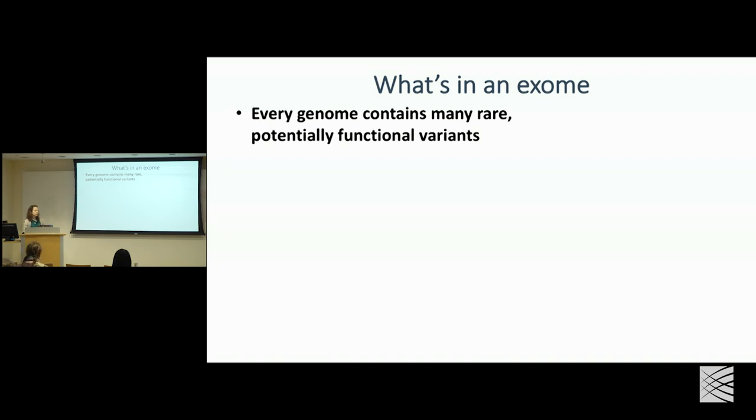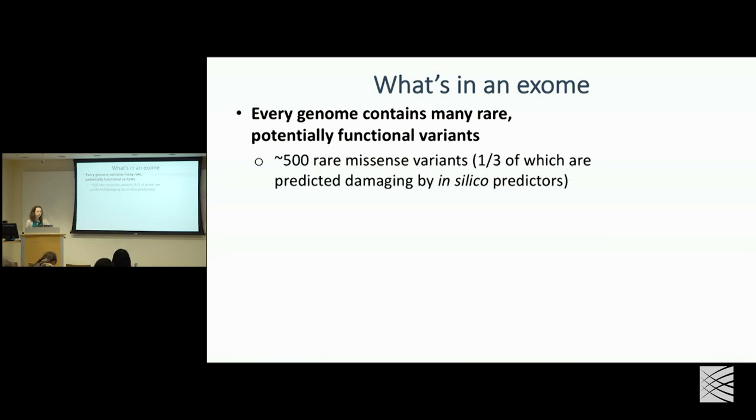So what is in an exome? If I were to sequence any of our exomes from this room today, we would find many rare, potentially functional variants. We all have about 500 rare missense variants, and about a third of them are predicted damaging by in silico predictors. In silico predictors are things like PolyPhen, SIFT, CADD, there are many of these today, and they're computational tools that look at a variant. They might look at conservation, they might look at how big the amino acid change is biochemically or other properties, and they try to predict whether a variant is going to damage the protein structure or function or whether it's going to be tolerated. Those are great goals and very useful tools to have, but given that about a third of our variants are still predicted to be damaging, we're obviously not able to just highlight our pathogenic variants with these predictors yet.